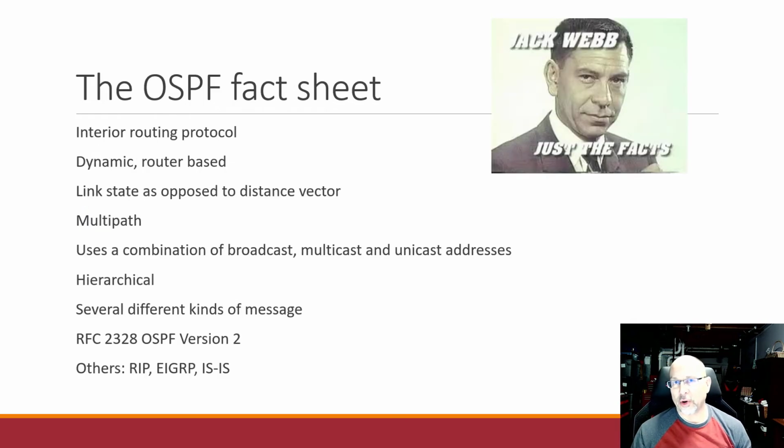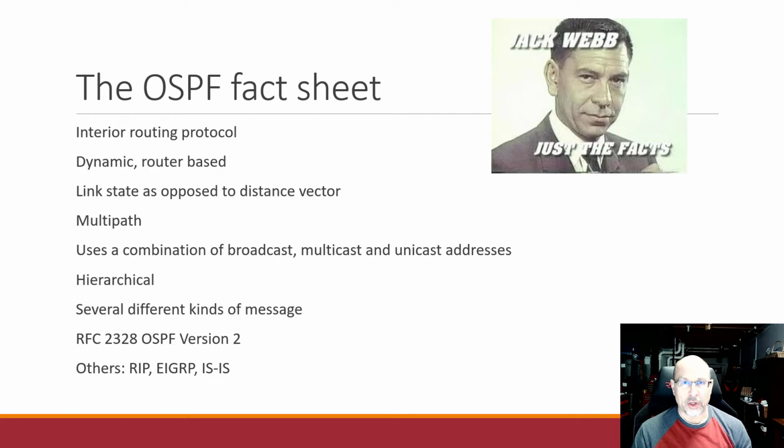So let's just do the OSPF fact sheet. OSPF, like many of the routing protocols that we take a look at, is an interior routing protocol. So it's designed to be run by one administrative controlling agency. So at RIT, we have our interior routing protocols. Organizations have their interior routing protocols. This is as opposed to something like BGP, which runs on the internet.